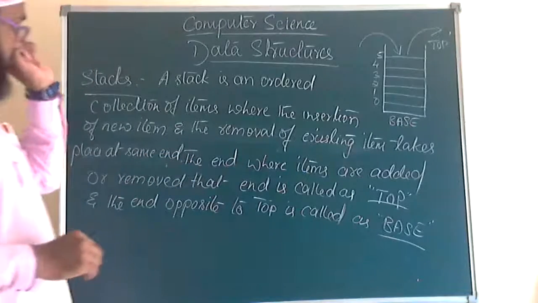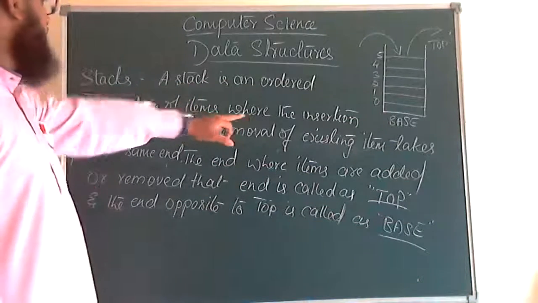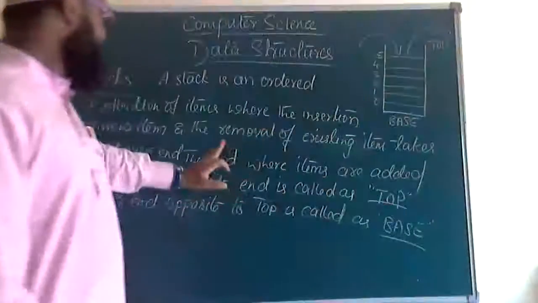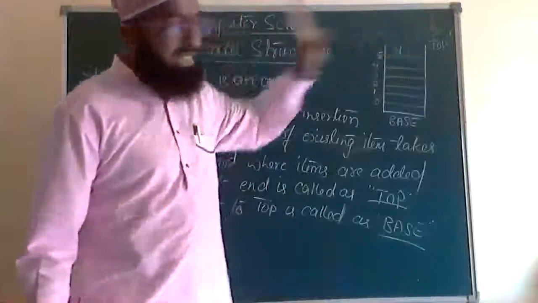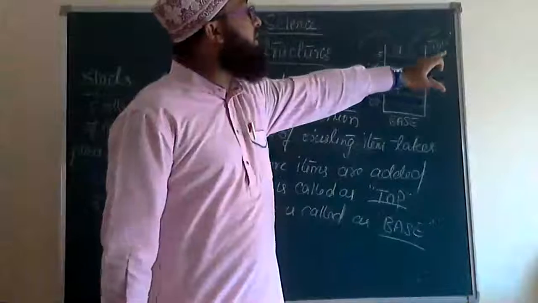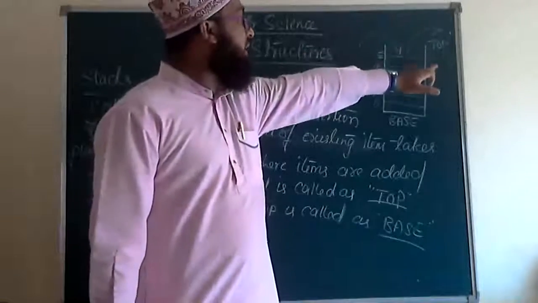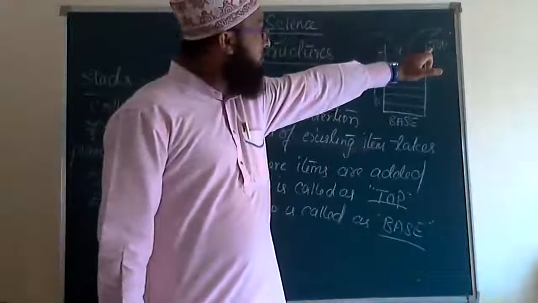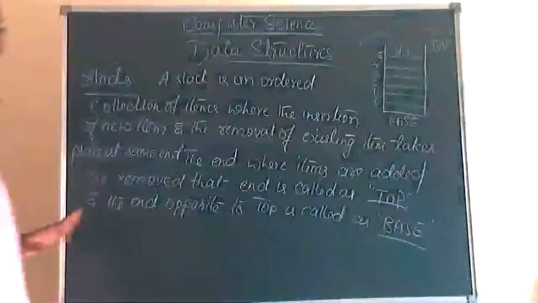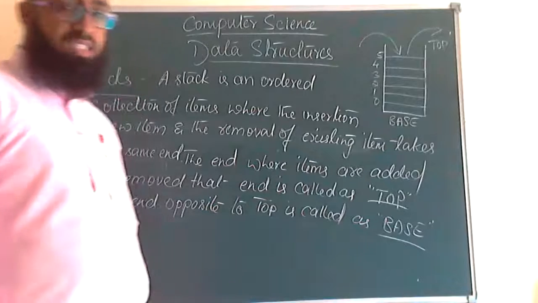This is the best answer. Stack is an ordered collection of items where the insertion of a new item and the removal of an already existing item takes place at the same end. The end where the items are inserted or removed, added or removed, is called the top end, and the end opposite to the top end is called the base. Hope you have understood the definition of a stack.